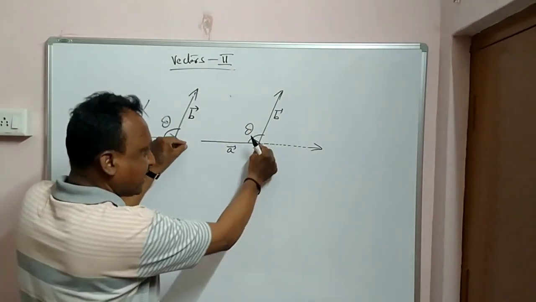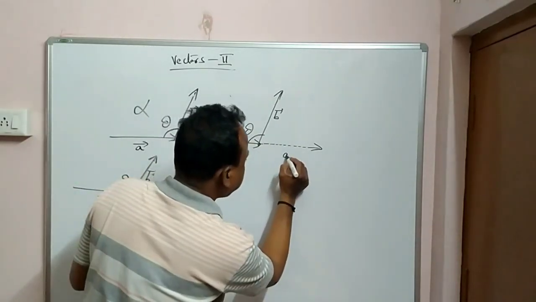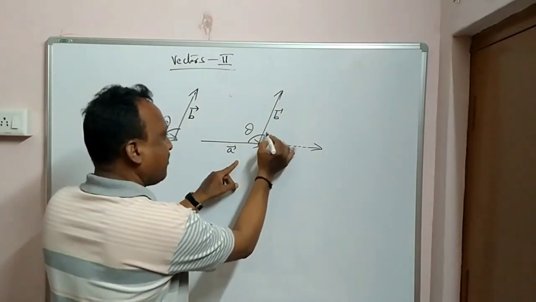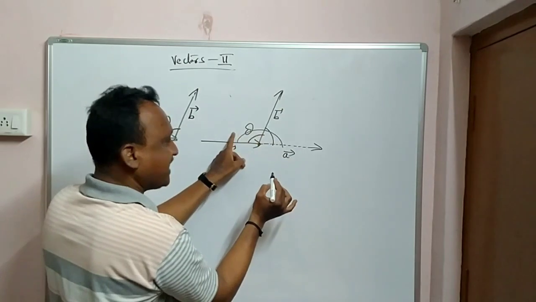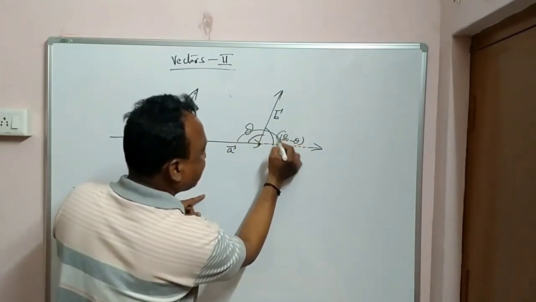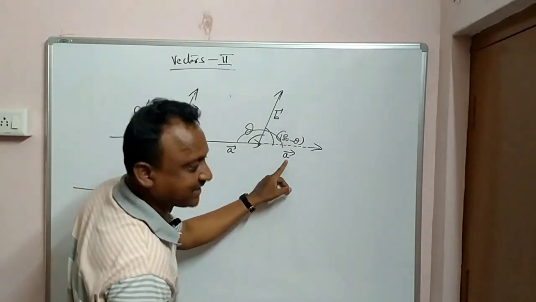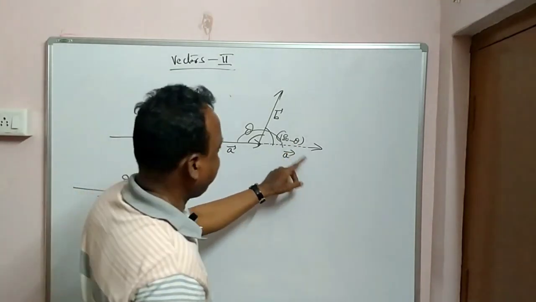I told you just now I can parallel shift. So now this is the vector here, A bar. Now see, here is given theta. Now what will be this angle? What is the total angle? 180. So 180 minus theta. So this angle becomes 180 minus theta. So here this is A vector and this is other side of vector A. This is 180 minus theta.